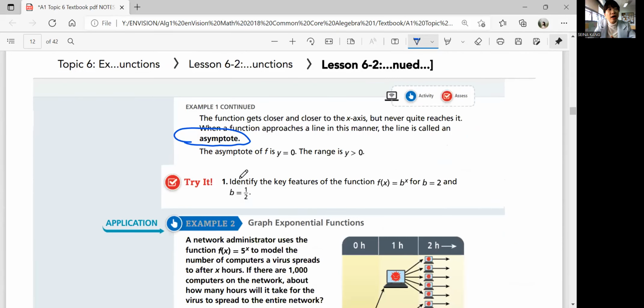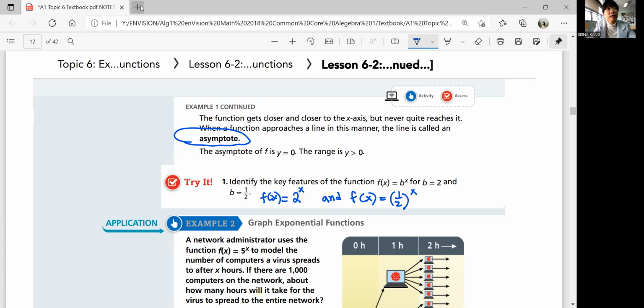So let's look at try number one. Identify the key features of the function f of x equals b to the power of x, where the base is equal to 2 and the base is equal to 1 over 2. What does that mean? Identify the key features for when the function is 2 to the power of x, and 1/2 to the power of x. Can you do it? What are some key features of those?